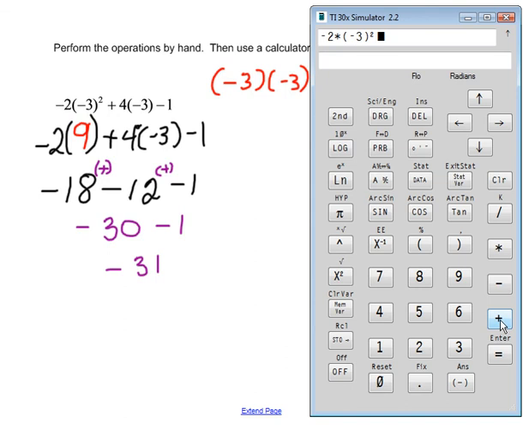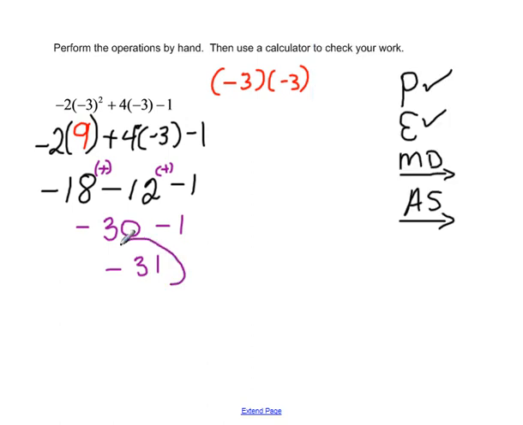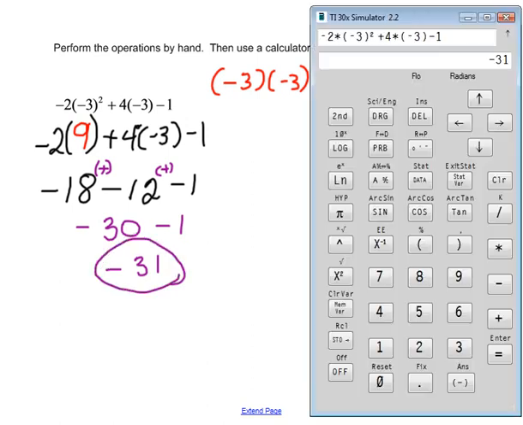Now to that we add +4, and that 4 is being multiplied to -3, so we use the multiplication, in parentheses -3, close the parenthesis, and then I'm going to subtract 1 there at the very end, and we'll cross our fingers and we'll press enter, and there's the -31 that we were hoping to see.